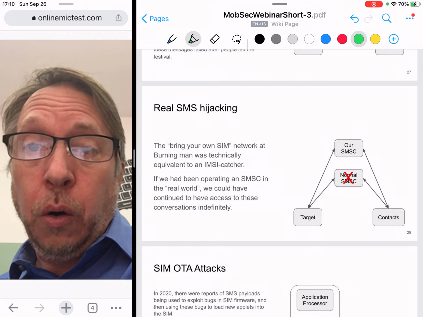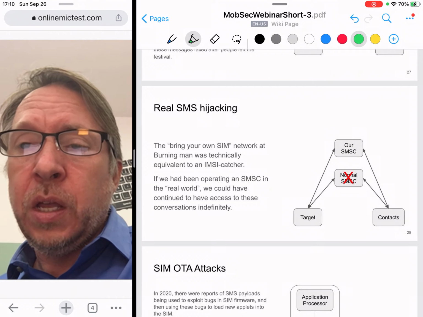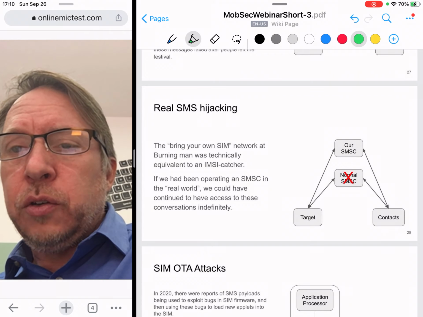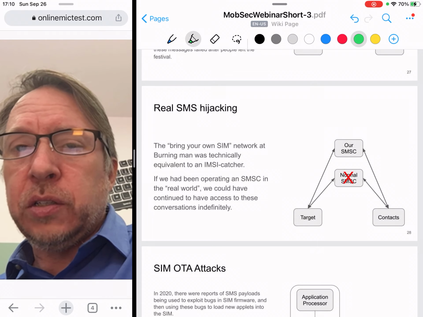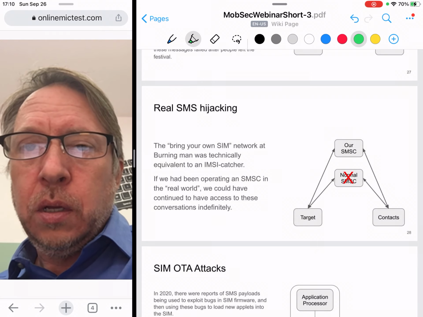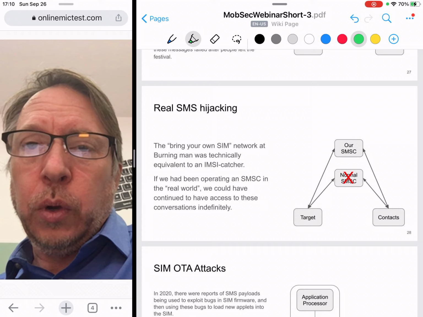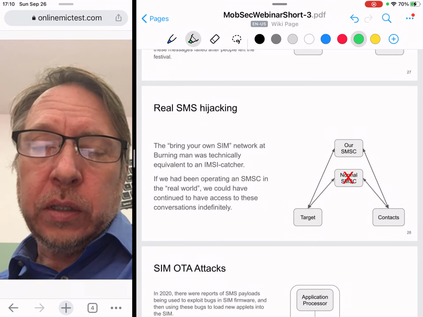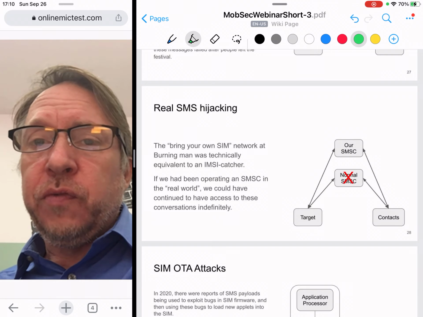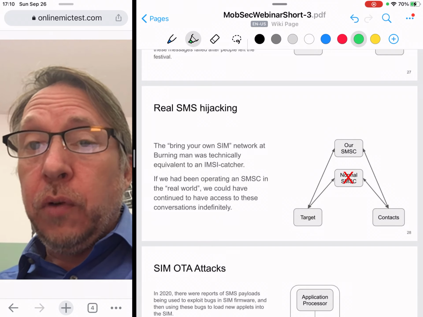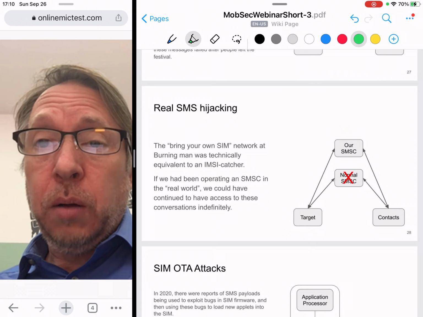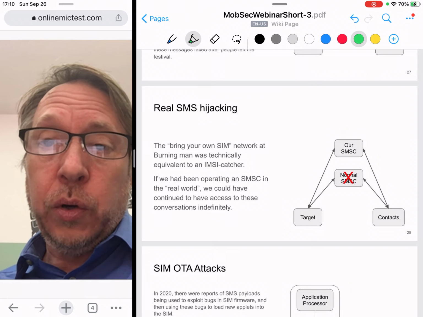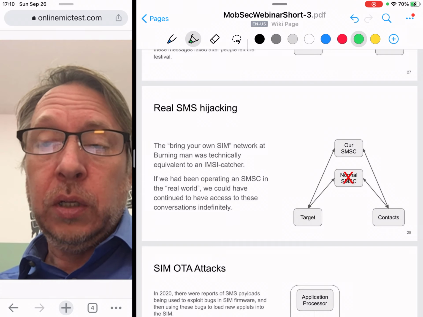If we had decided to put our SMSC in the real world, at the same address that we were using on the Playa, all these people's future SMS communications would have gone through our SMSC, and they probably would have never noticed it. There really would be no way for them to notice this without some serious forensic work on their phones.